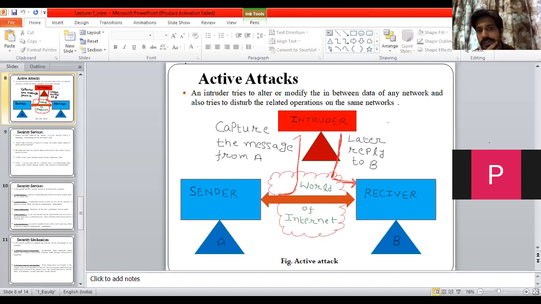In a similar kind of thing, in a denial of service attack, heavy load is generated on the communication link by an intruder, or we can say an unauthorized party, so that our data link gets stuck and the communication is put on hold. So these kinds of attacks are considered active attacks.